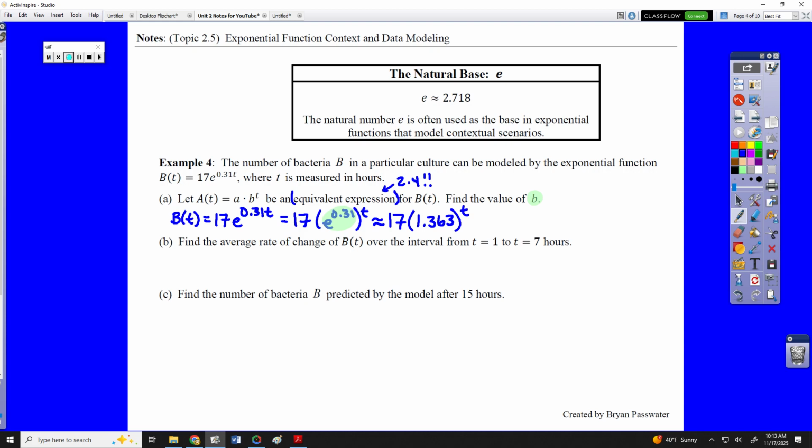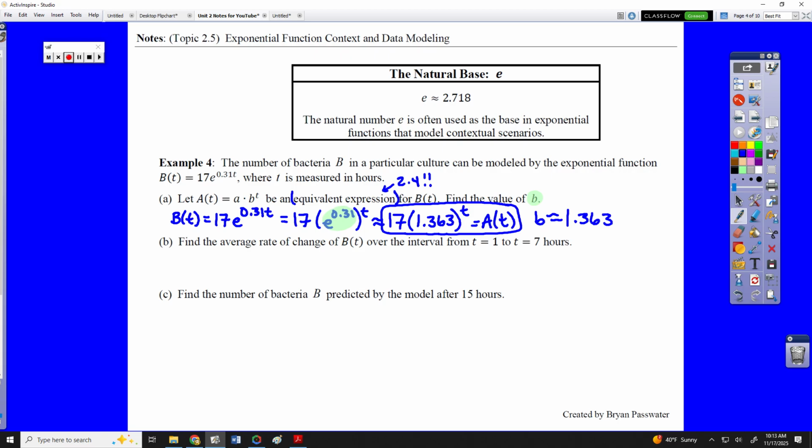So that would be equivalent to A of t, which would be our model right there, which means b is approximately 1.363, which is how we answer that question. It says find the value of b. b is e to the 0.31 power, which is approximately 1.363. Part B of this question says find the average rate of change of B of t over the interval from t equals 1 to t equals 7 hours.